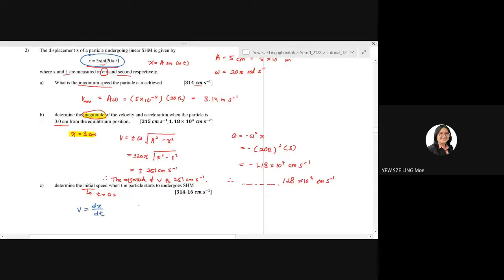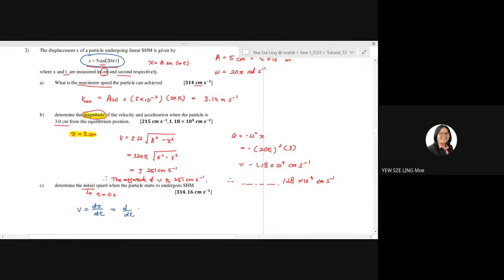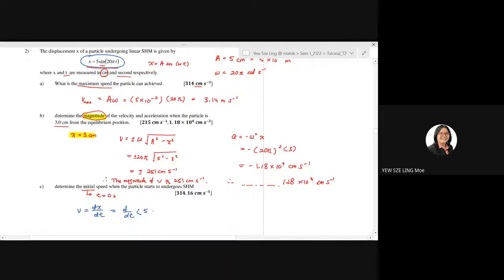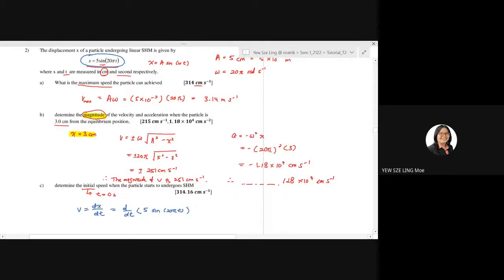Which means you need to know how to differentiate the equations. So v is equal to dx over dt. It is equal to d over dt, and in brackets, substitute the equation for x. So I have 5 sine 20 pi t. Okay, so now I'm going to differentiate this whole thing.